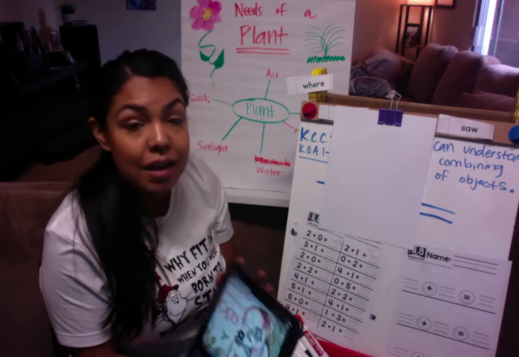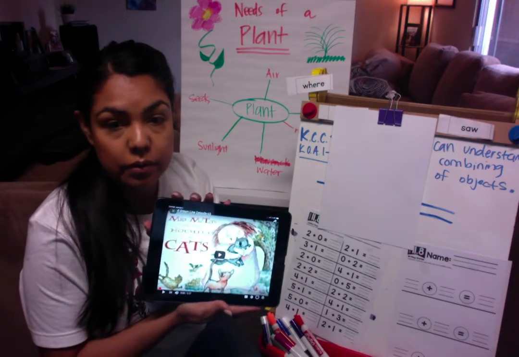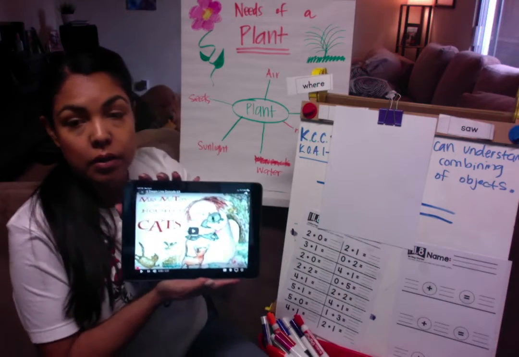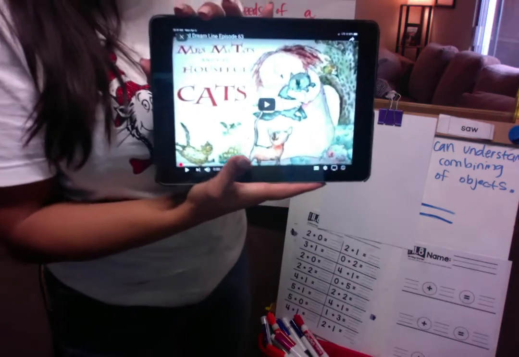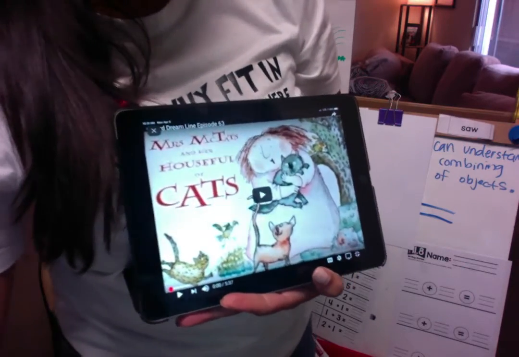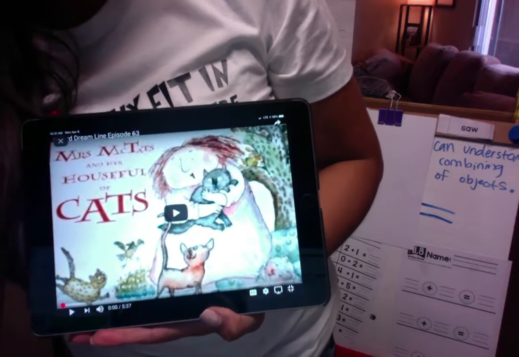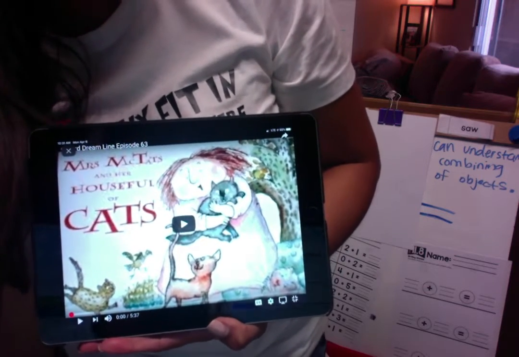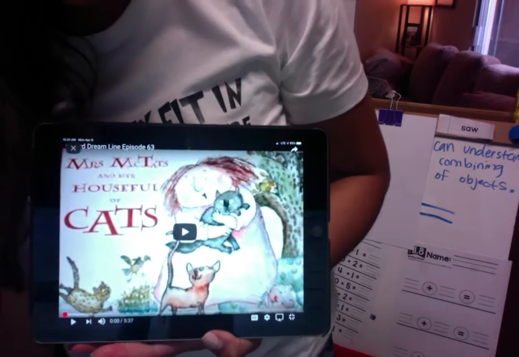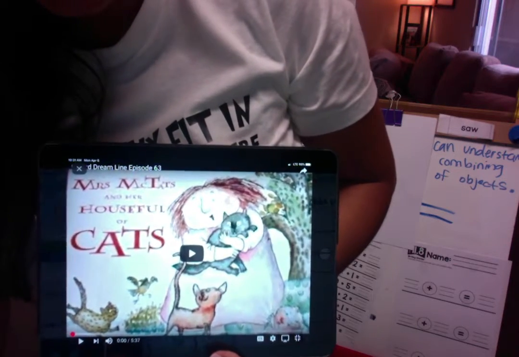All right, guys. So I'm going to read this story. Can you guys see the book from there? No? Okay, I'm going to get a little closer. So we're going to read this book together. It's called Mrs. McTat and Her House Full of Cats. Do you guys see it a little better now?